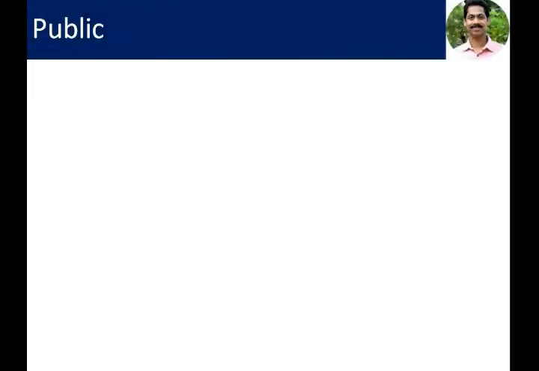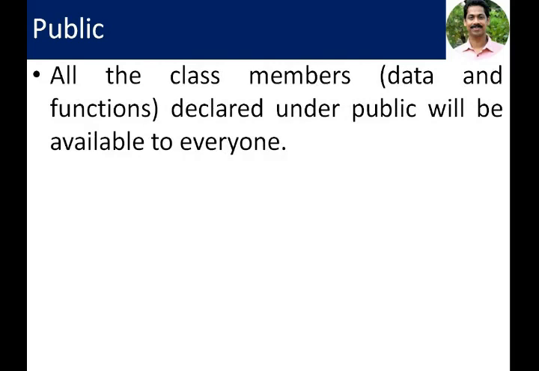First we are discussing public. All the class members declared under public will be available to everyone. That means we can use all public members outside the class, anywhere in the program. It can be used in another class. It can be used in the main program. Throughout the program we can use all public members defined inside a class.